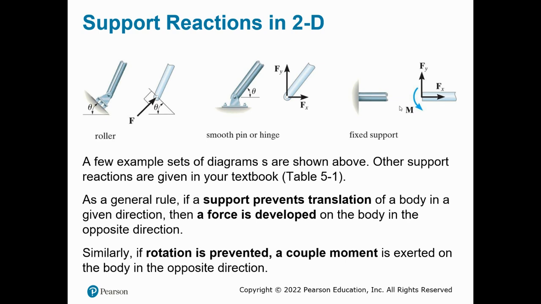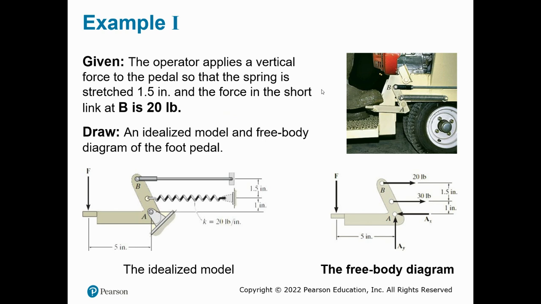As a general rule, if a support prevents translation of a body in a given direction, then a force is developed on the body in the opposite direction. And if a rotation is prevented, then you will need a couple moment in the opposite direction. So this one right here, if I have my foot on the pedal, foot coming down vertically, that means I will have a reaction from the link B, and then I have a reaction force from the spring, 30 pound, both of them horizontal to the right. And notice that point A is going to be a pin support. That means I have my reaction forces AX and AY at point A.